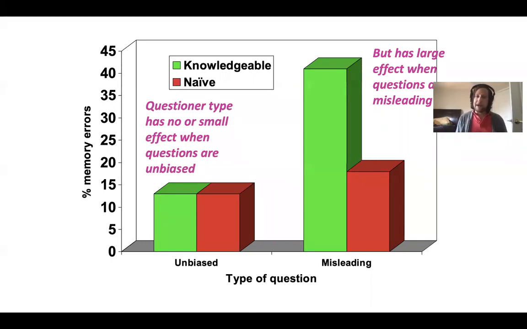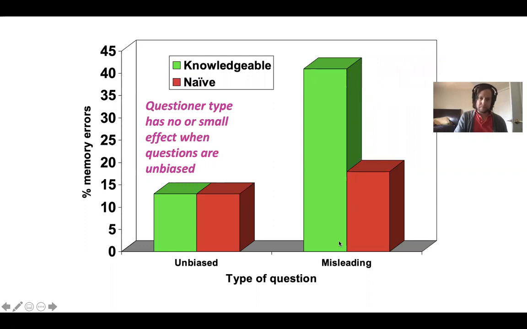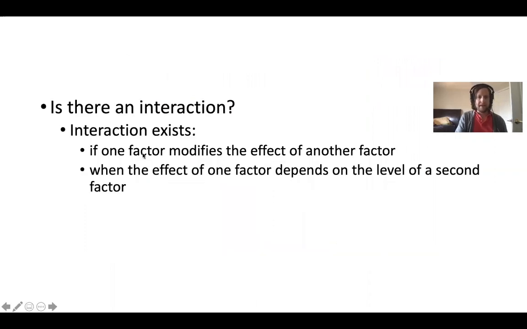So this is an interaction because there's a flat line here. Another way of saying flat line is basically that there is no effect of questioner type. When the questions are unbiased, there is no influence of questioner type. But when I'm asked misleading questions, there's a negative or decreasing line, a decreasing pattern. Another way of saying that is that there is a large effect of questioner type when the question asked is misleading.